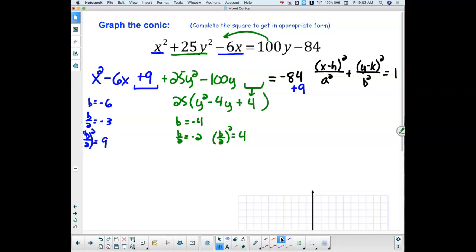But really, what am I adding to that left side? I'm really adding 100, because that plus 4 is inside that parentheses being controlled by the 25. So over here, I've got to add 100.